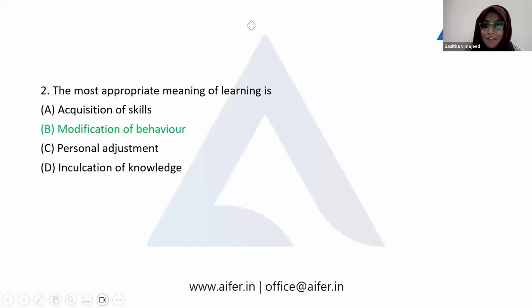Do you remember Jackson's definition? Teaching is a face-to-face encounter between two persons, where one person intends to create some changes, some modification in the other person. That was the definition. So the most appropriate meaning of learning is modification of behavior. Learning is also acquisition of skills, personal adjustment, inculcation of knowledge. But the most appropriate meaning of learning is modification of behavior. Clear? I hope you understood.